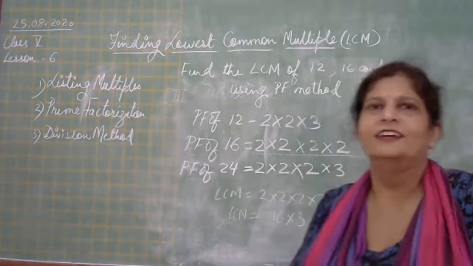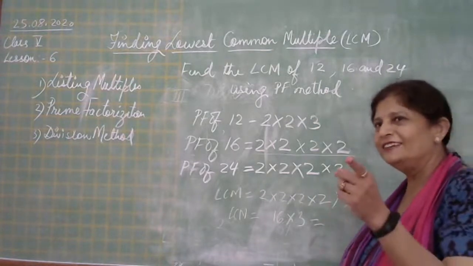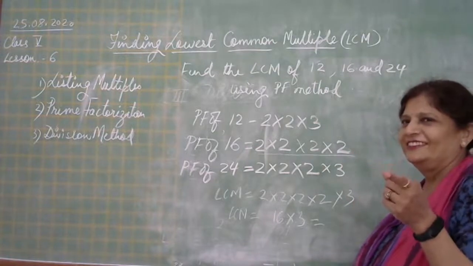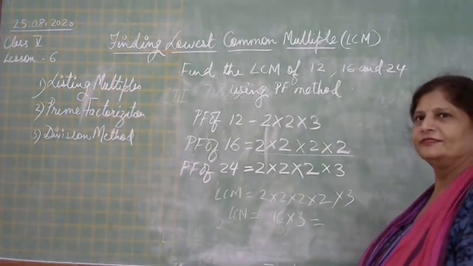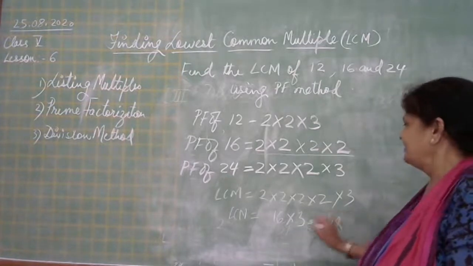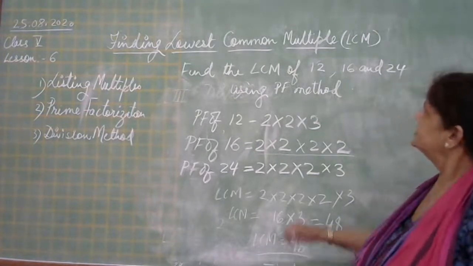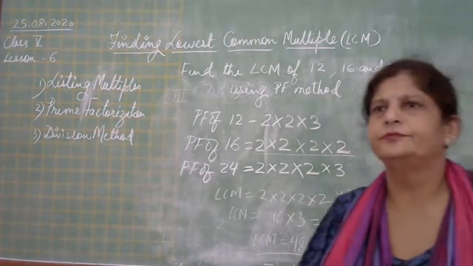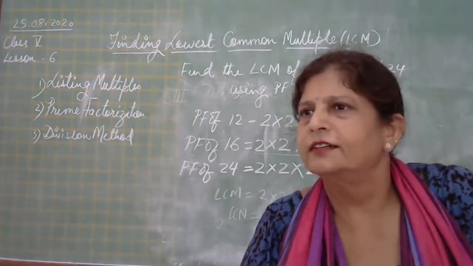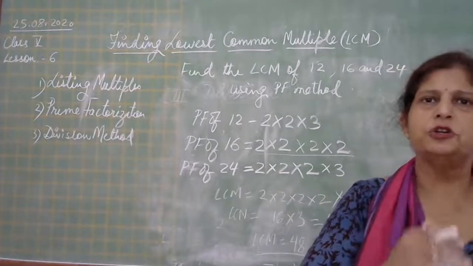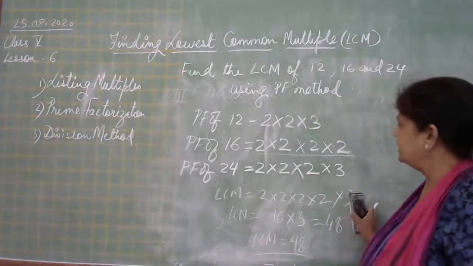What is 16 multiplied by 3? Okay, so time is over. Now tell me what is 16 multiplied by 3. Are you getting the right answer there? What is the lowest common multiple? 48. The lowest common multiple is 48. Okay? Yes, many of you are writing, yes. But you should know the steps also, how to come to that, right? Okay? Is it clear?